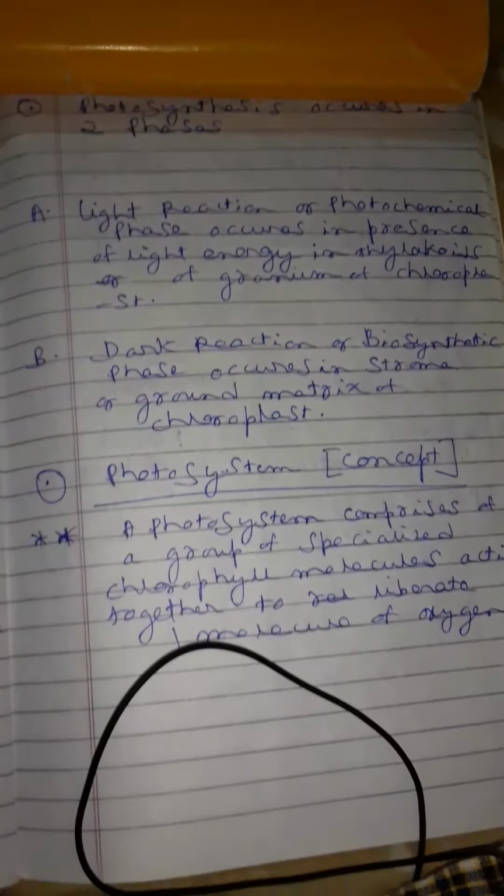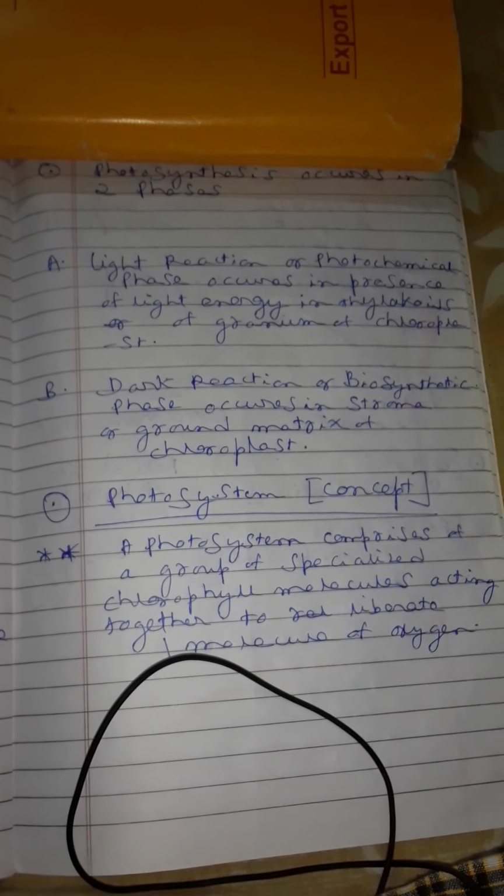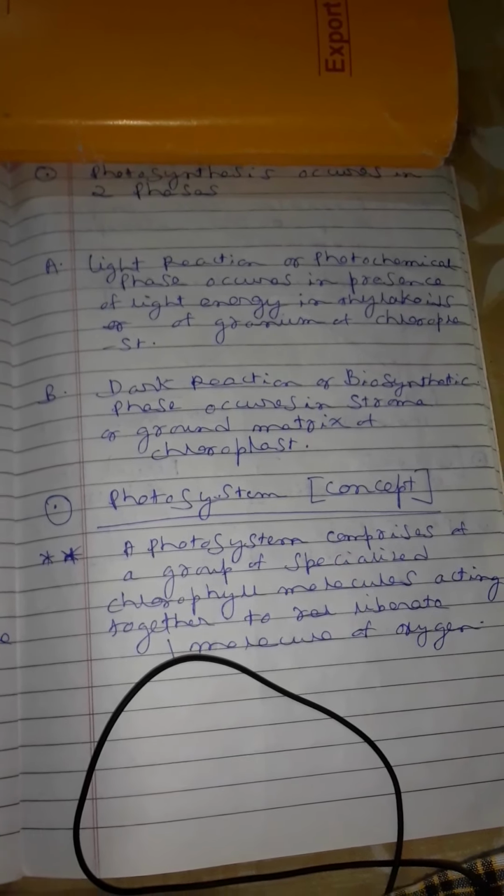Now let's understand the concept of photosystem. A photosystem comprises a minimum number of chlorophyll molecules that act together in a photochemical reaction to release or liberate one molecule of oxygen.